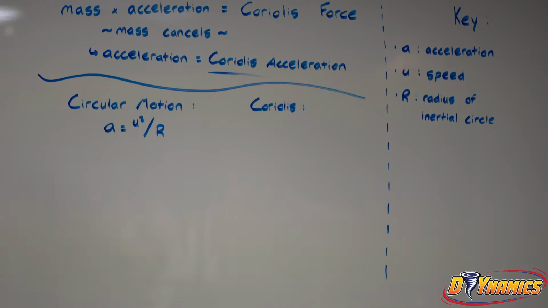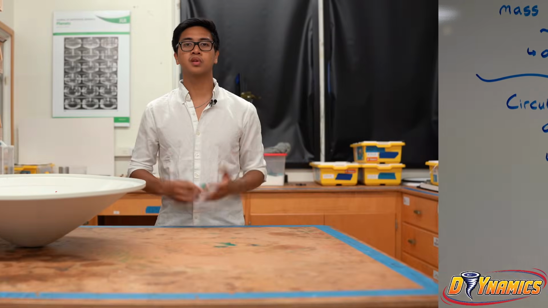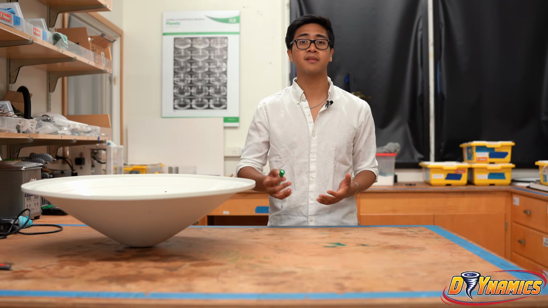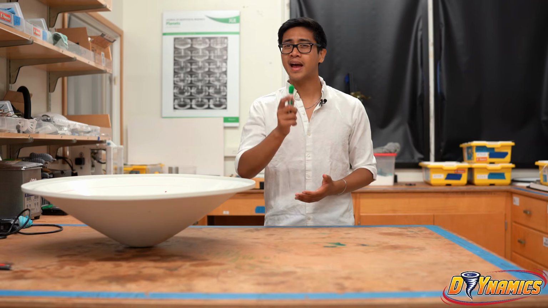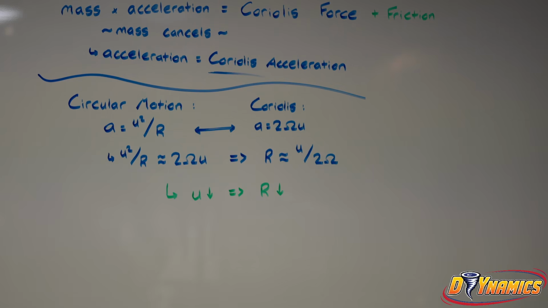And since the Coriolis acceleration has magnitude a equals 2 omega u, where omega is the angular speed, using both equations gives us u squared over r is approximately 2 omega u, and therefore r is approximately u over 2 omega. So the radius of an inertial circle depends on how fast the particle is moving. At the beginning we assumed this, which gave us our results, but our system also has some friction, which slows particles down. And a smaller u means a smaller r, meaning that these inertial circles continuously shrink.